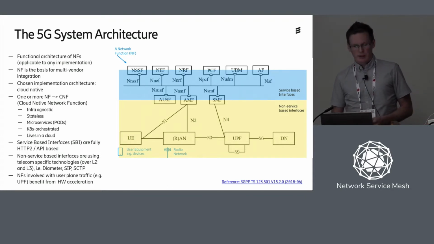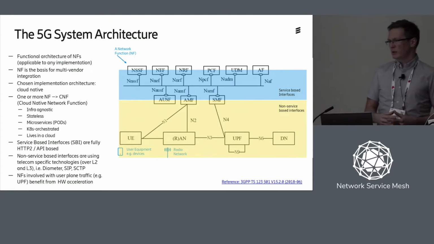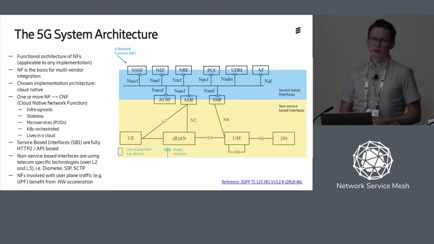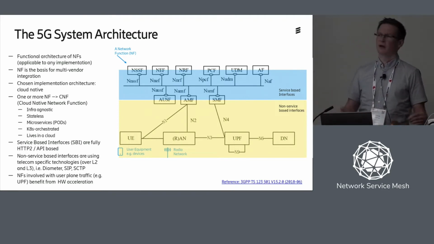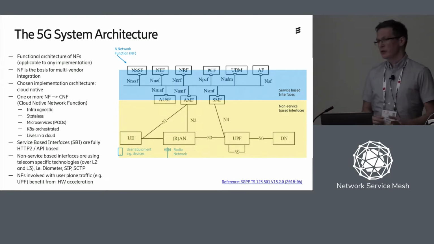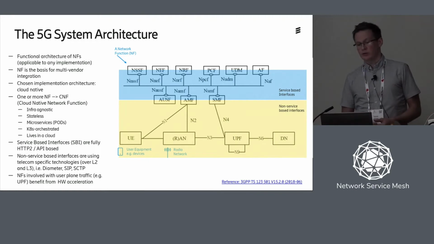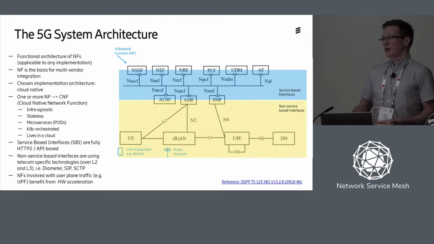What does this mean? For the blue part, for the service-based interfaces, we implement something that might sound very cloud native to all of you. We have service discovery. We have services that find each other, and then there are service producers and service consumers, and they interact with each other. All the communication is done over HTTP2 and is API based. So it's a very nice, friendly way of communicating, even in a cloud native setting.